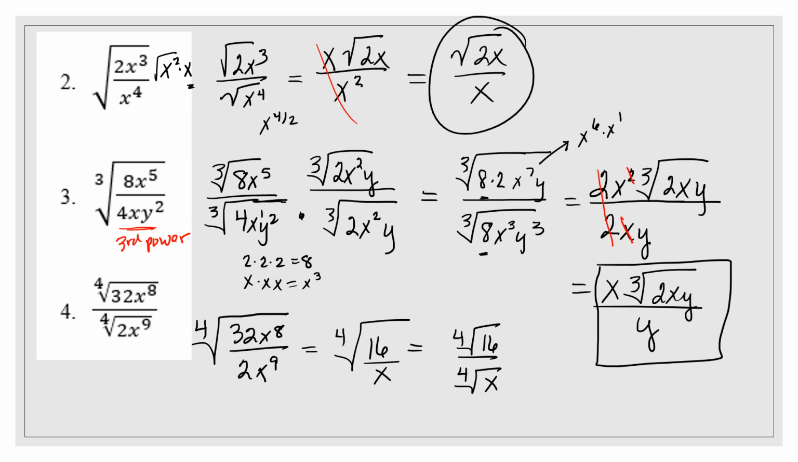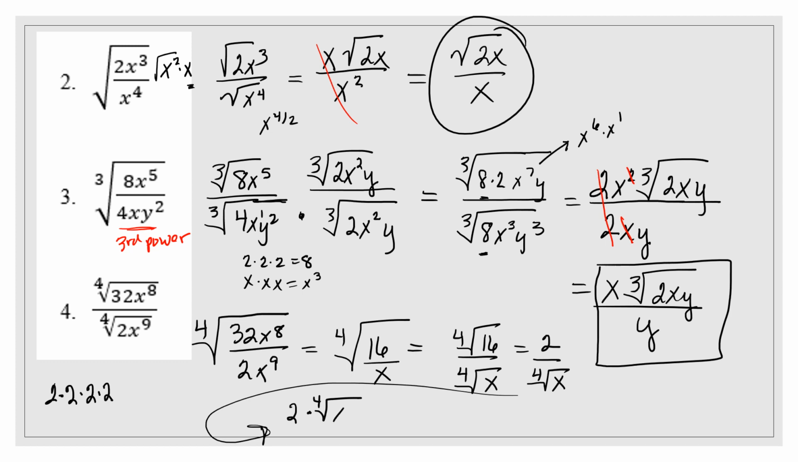Well, the 4th root of 16? 2 times 2 is 4, times another 2 is 8, times a last 2 is 16. So the 4th root of 16 is just 2, and that leaves me with the 4th root of x. Okay, that one's not completely done. Follow me down here. I need to multiply through in both numerator and denominator by the 4th root of x cubed. Okay, think for a second, why am I multiplying by the 4th root of x cubed?